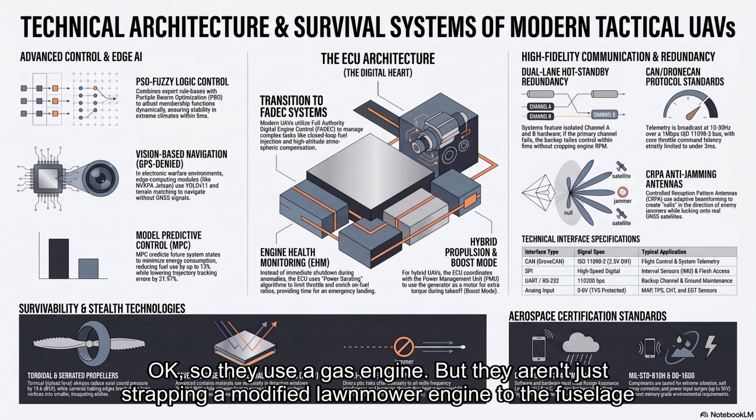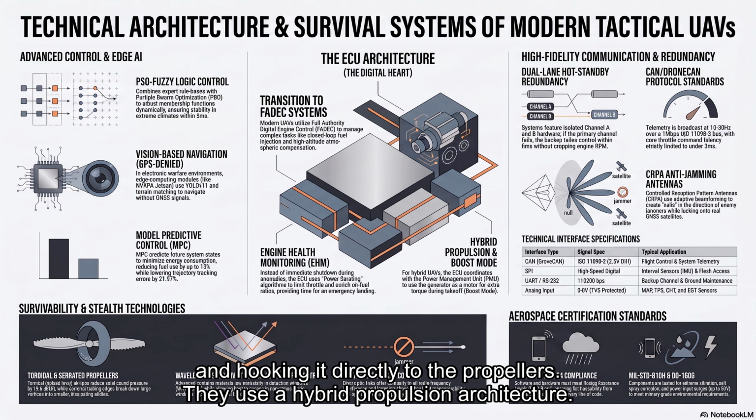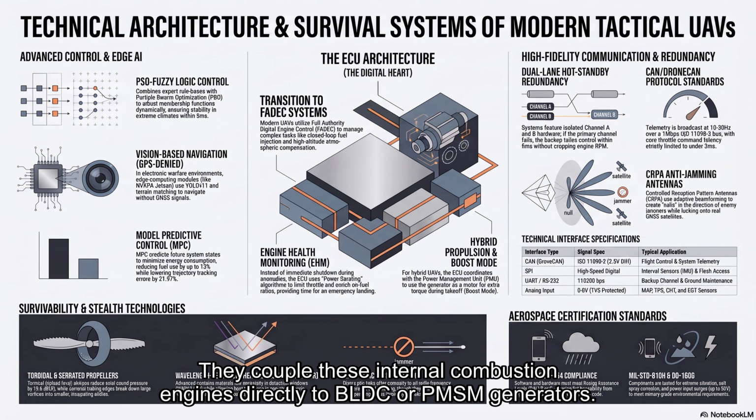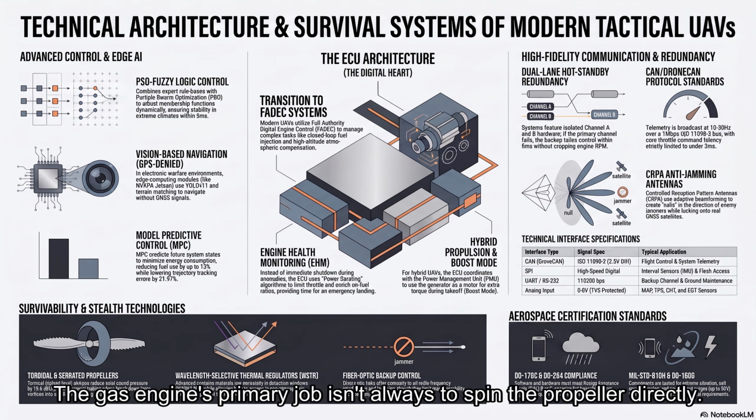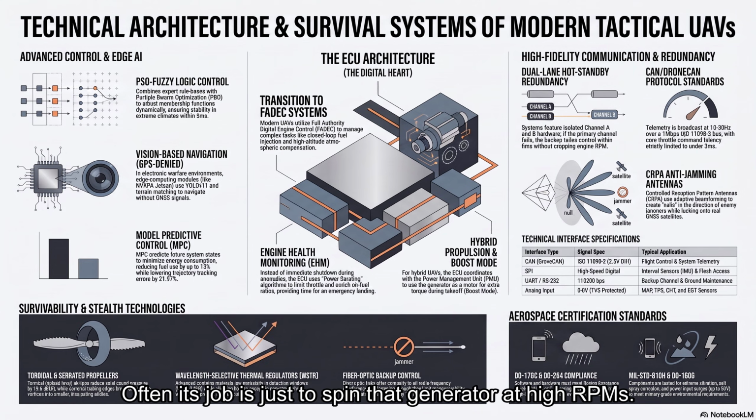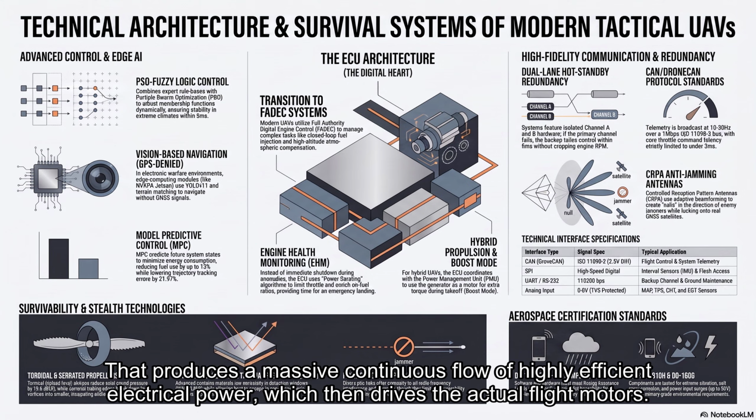Okay, so they use a gas engine. But they aren't just strapping a modified lawnmower engine to the fuselage and hooking it directly to the propellers. They use a hybrid propulsion architecture. They couple these internal combustion engines directly to BLDC or PMSM generators. Brushless DC or permanent magnet synchronous motor generators. The gas engine's primary job isn't always to spin the propeller directly. Often its job is just to spin that generator at high RPMs. That produces a massive continuous flow of highly efficient electrical power, which then drives the actual flight motors.